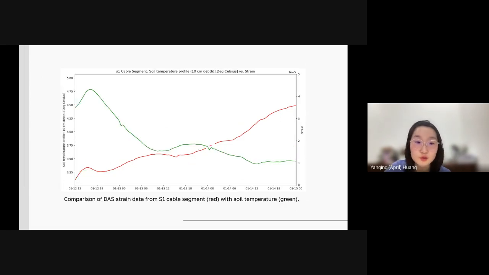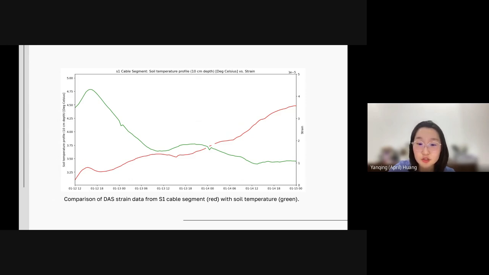This graph is of soil temperature graphed against the S1 cable segment strain. The initial increase in strain accompanies the matching increase in soil temperature from January 12th, 12 p.m. to approximately January 12th, 3 p.m. However, strain decreases before soil temperature decreases.